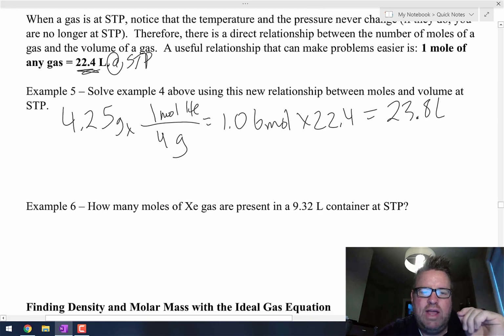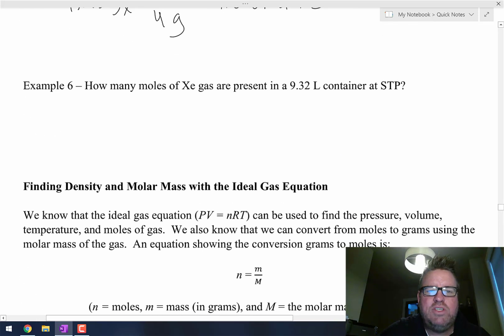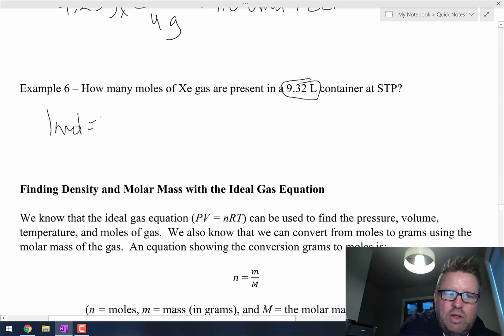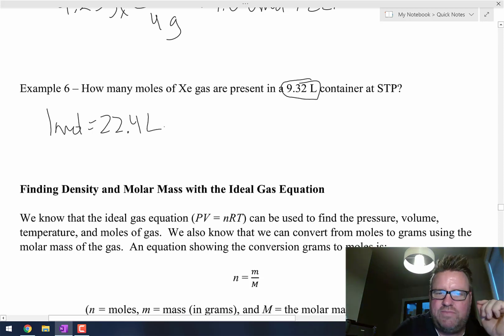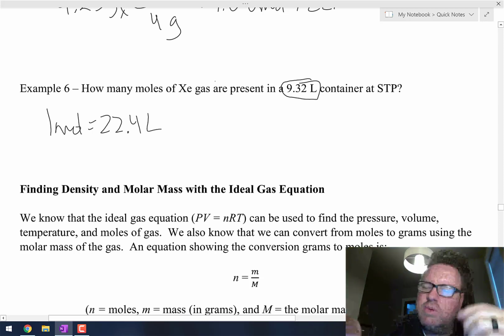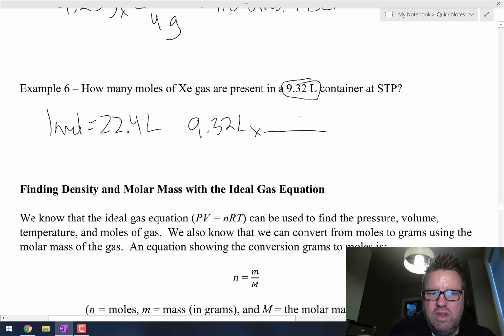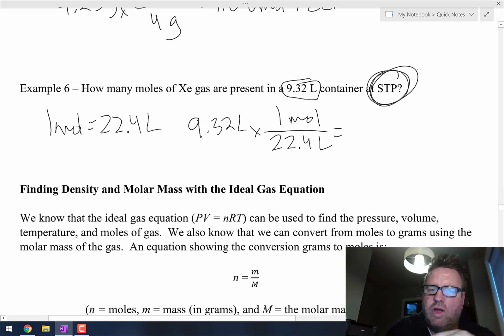So there's never a requirement, but that 22.4 is just kind of a shortcut when you're dealing with gas laws at STP. Okay, so example number 6 says, how many moles of xenon gas are present in a 9.32 liter container at STP? So if we have 9.32 liters, remember 1 mole equals 22.4 liters. Just like when we did conversions in the past, when you know two things are equal to each other, we can simply go 9.32 liters and then 22.4 liters equals 1 mole.